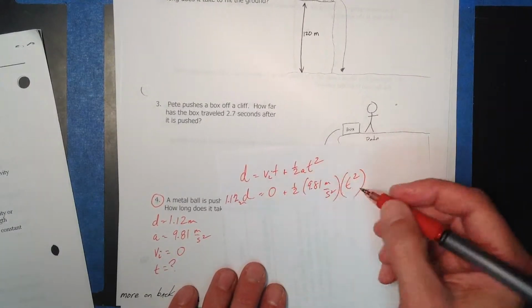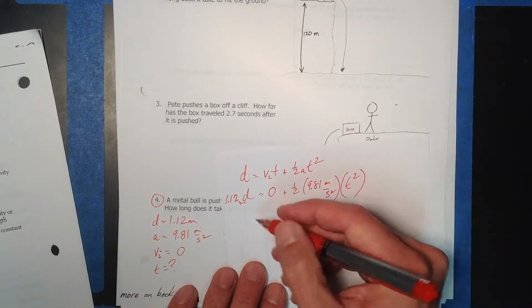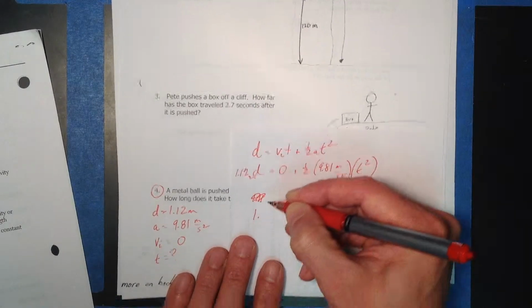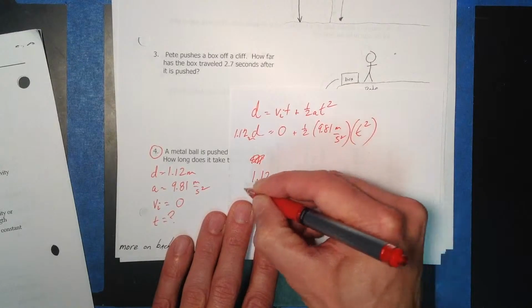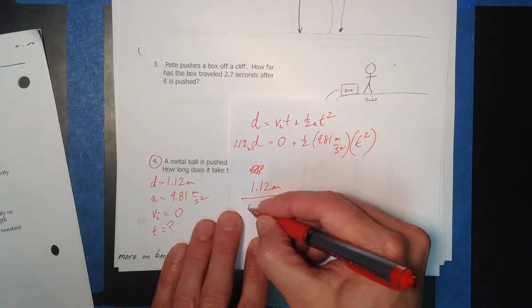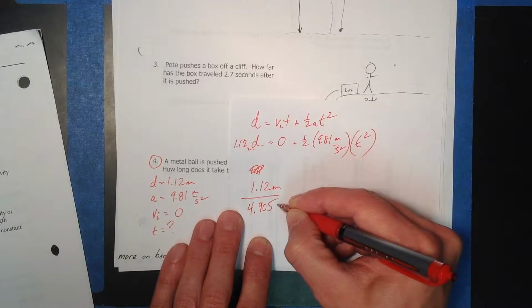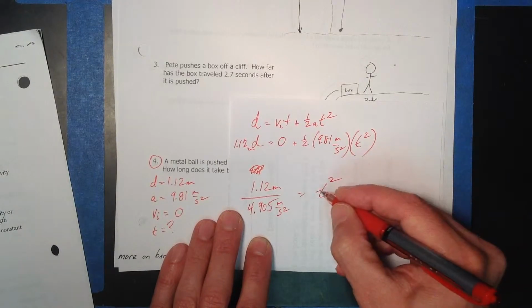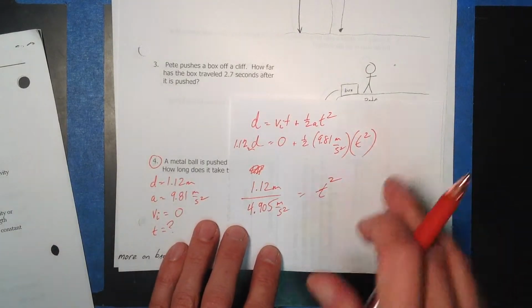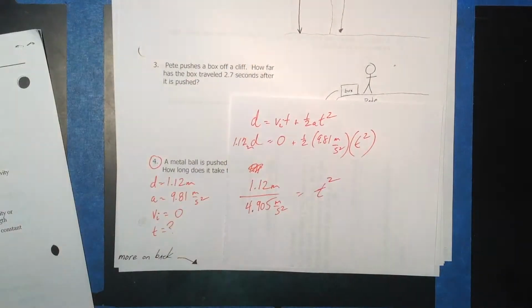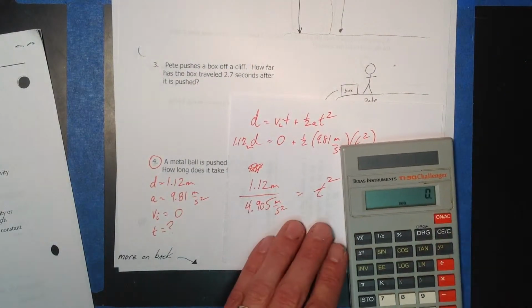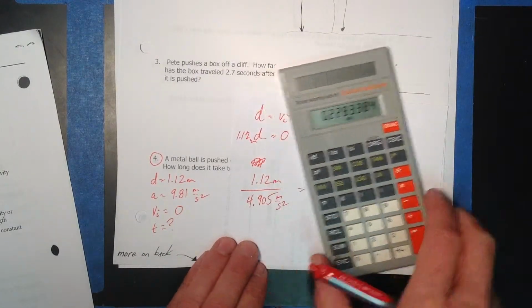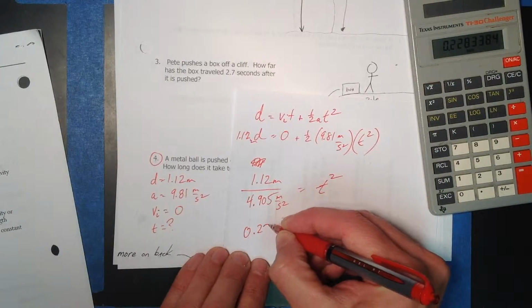So what you're going to get is basically you multiply. This is going to be half times that. You want to get T squared by itself. So then you end up with 1.12 meters divided by 4.905 meters per second squared, and that's going to equal T squared. So when you solve this, 1.12 divided by 4.905 equals 0.228. I'll write it like that.